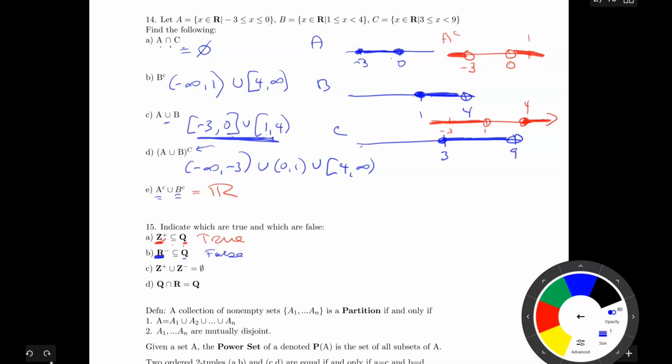Okay, is it true that if I take the union of this or this, so join these two together, that that is equal to the null set? Is the union between these the null set? No, that's false.